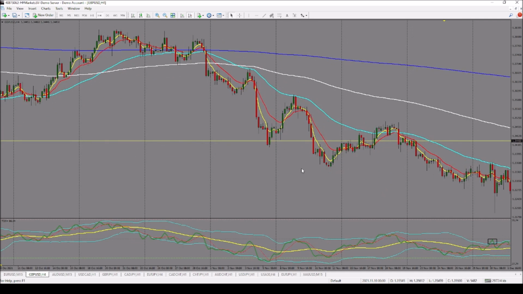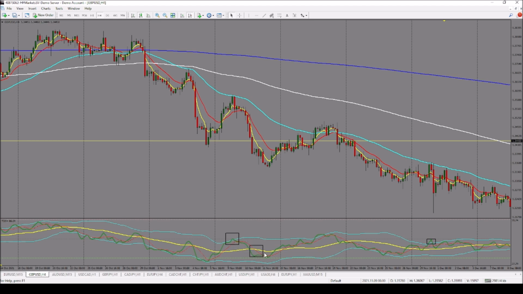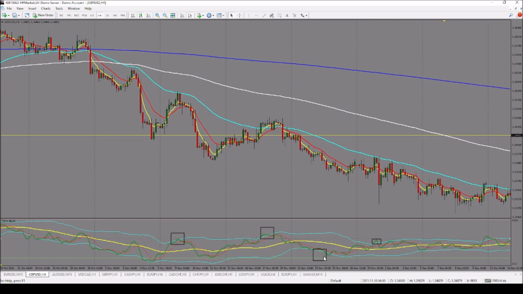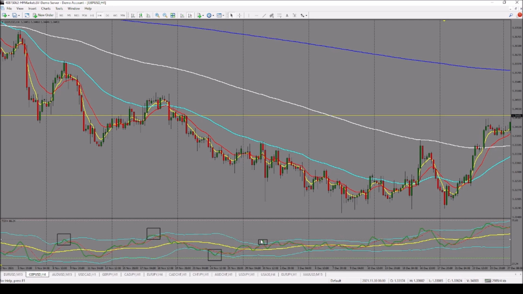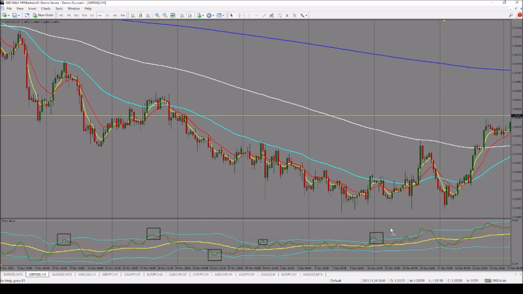In this case, I'm going to first mark out the points where the market actually pierced out of the volatility bands, like this one, right? Another point was this one. Another point was this one. And we also had another point, marking all the points, and this one is another point.